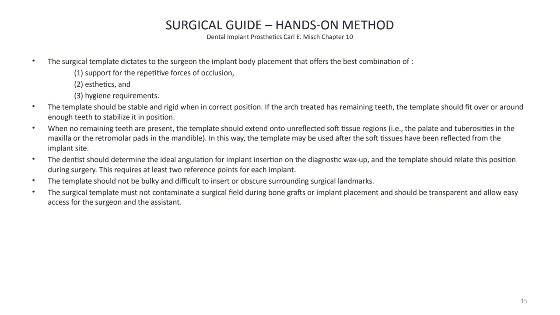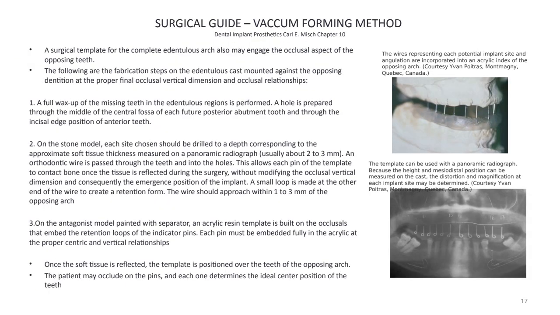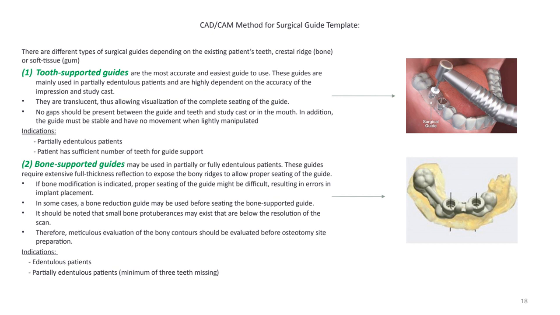So tooth supported guides are the most accurate and easy to use, and those are supported by the natural teeth. Then we have bone supported guides, where the surgical stent is anchored into the bone. Okay, so there are some cases where the bone needs to be reduced.